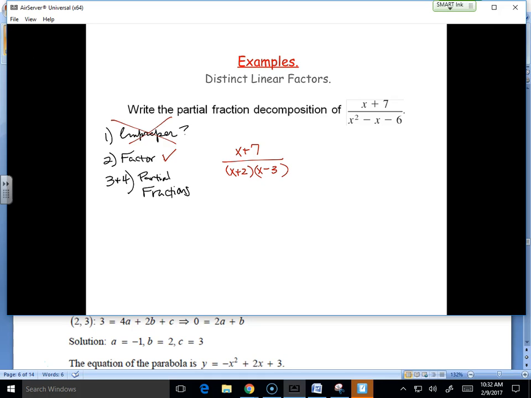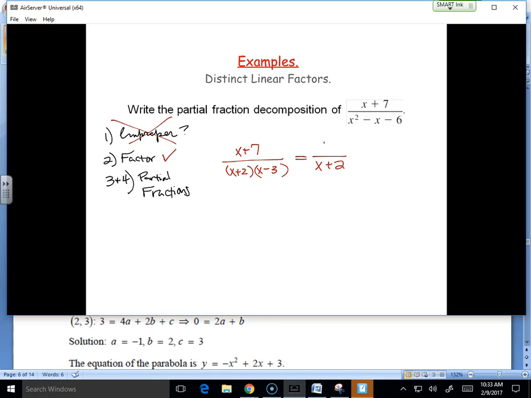How do we make partial fractions? Well, we look at these denominators. We look at each of the factors individually and we say, hey, x plus 2, are you linear or quadratic? Linear. So we're going to set up a partial fraction based on him being linear. 4x plus 2.